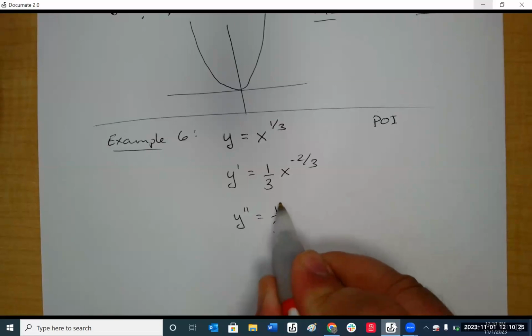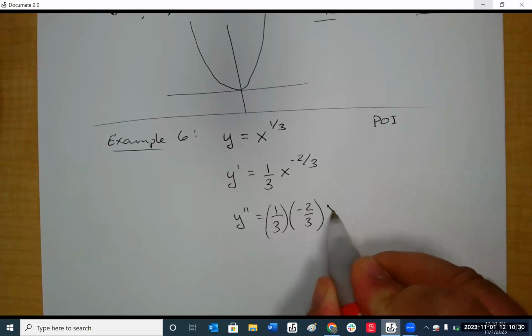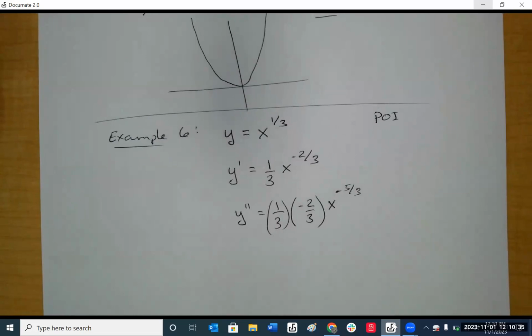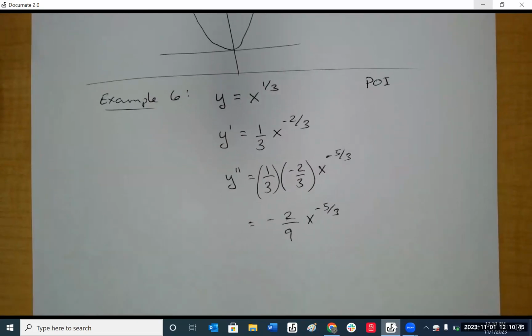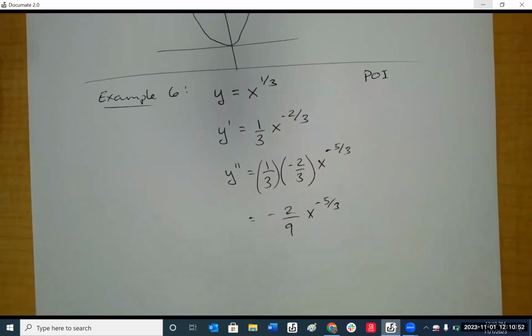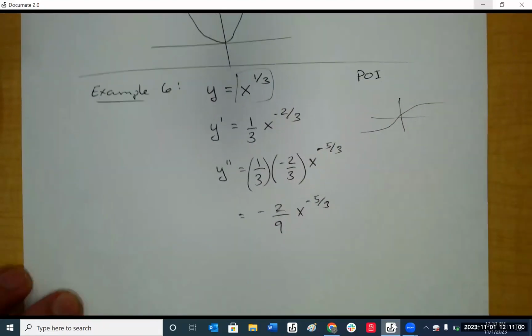We have 1/3 times -2/3 x to the -5/3. So it's -2/9 x to the -5/3. Okay, it's a cube root. So the graph of the cube root looks like this.